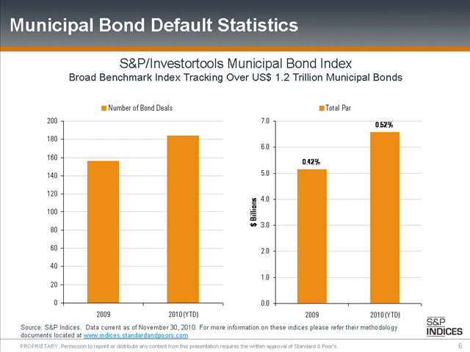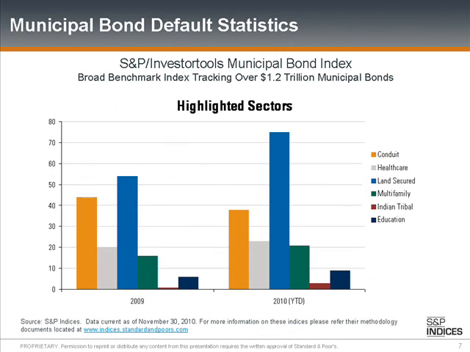The number of bond deals in default in the S&P Investor Tools Municipal Bond Index at the end of November 2010 was 184 different bond deals, up from 156 deals at the end of 2009. Those 184 bond deals represent total par value of $6.57 billion in face value of debt. As a percentage of all the par value of bonds in the index, that represents 0.52% of the par value in the index. That's up from 0.42% at the end of 2009.